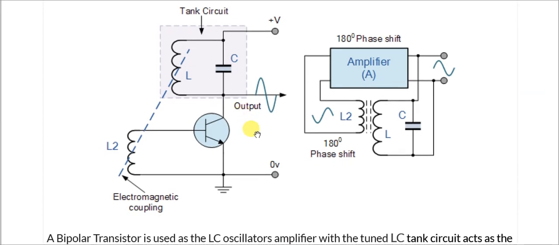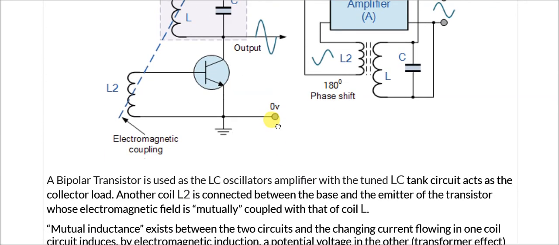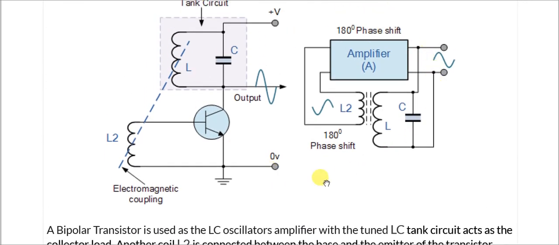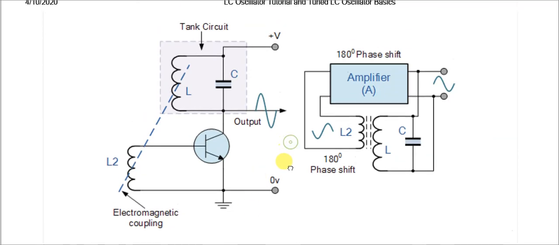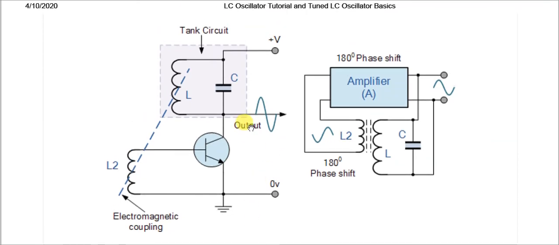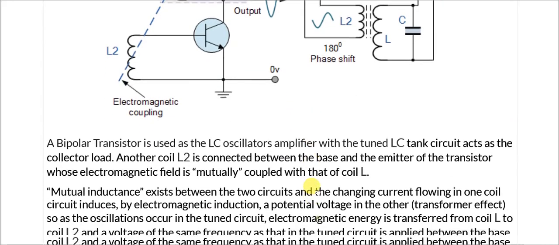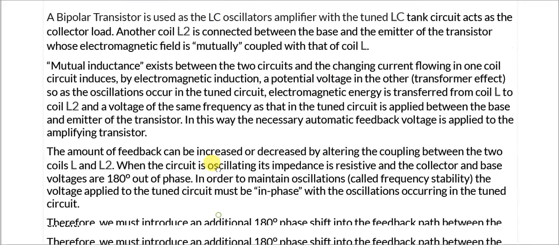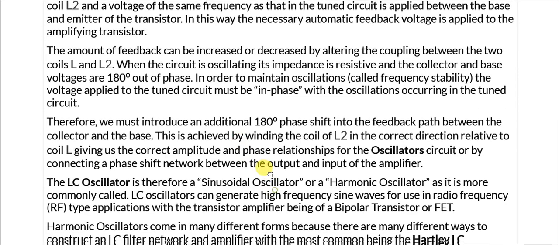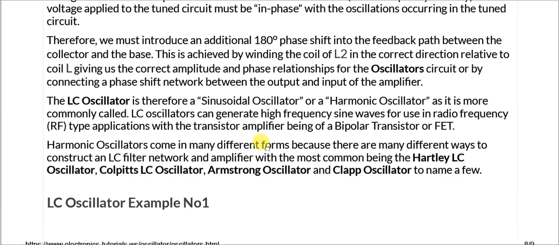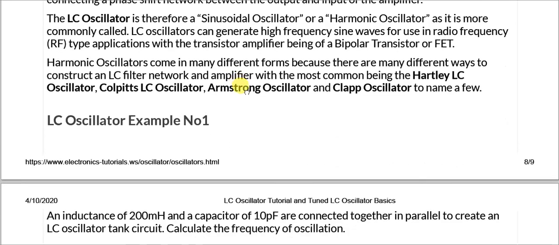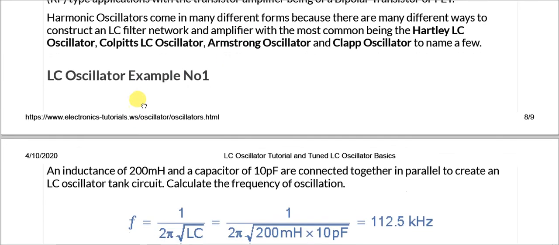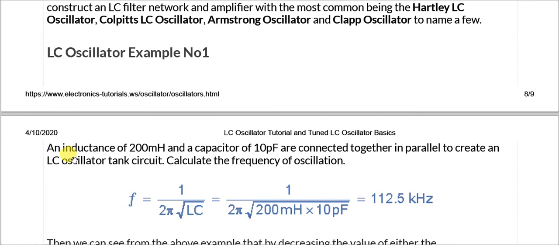The same description is given in the rest of the material. You can read it carefully, and you will find it quite helpful. Let's do one very simple example: an inductance of 200 millihenry and a capacitor of 10 picofarad are connected together in parallel to create an LC oscillator tank circuit. Calculate the frequency. That is the resonant frequency.